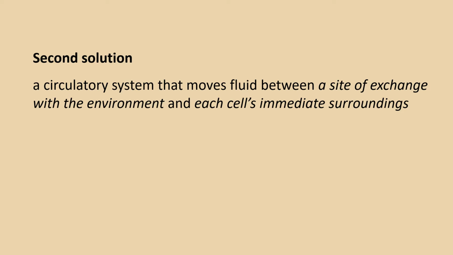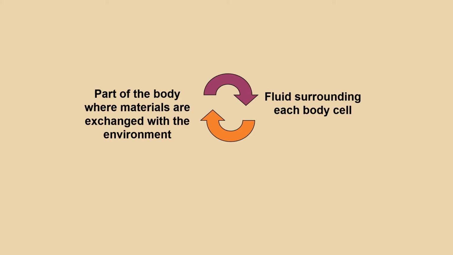And in a circulatory system, there's some type of fluid, and that fluid moves between a site of exchange with the environment and every cell's immediate surroundings. So in this diagram, the fluid is represented by the purple and the orange arrows, and that fluid circulates between some part of the body where materials are exchanged with the environment, and we'll talk more about that in just a moment, and the fluid that's surrounding every single body cell.